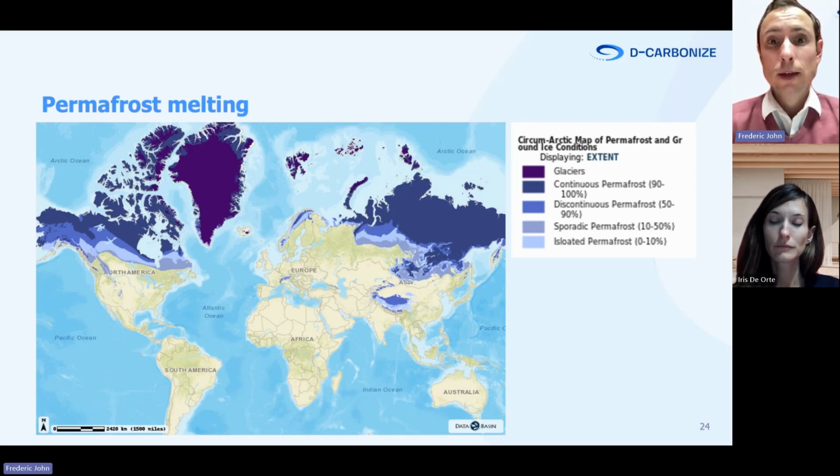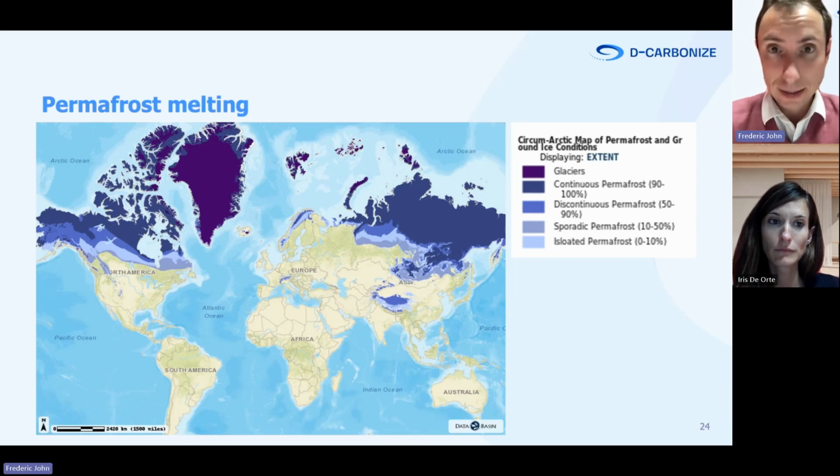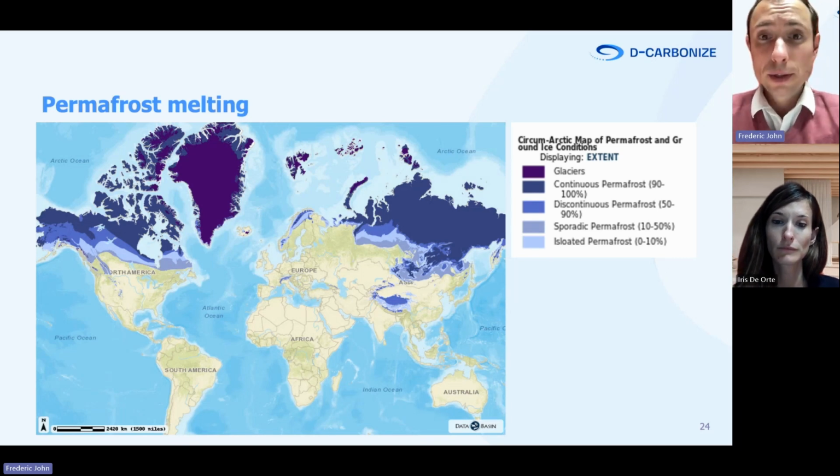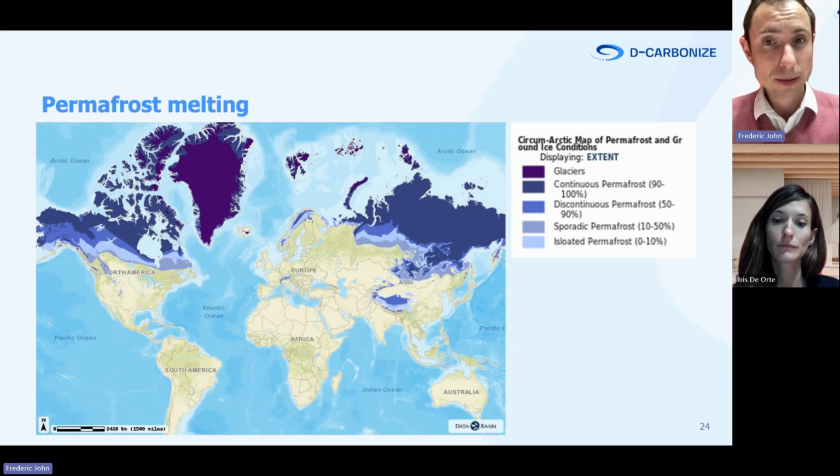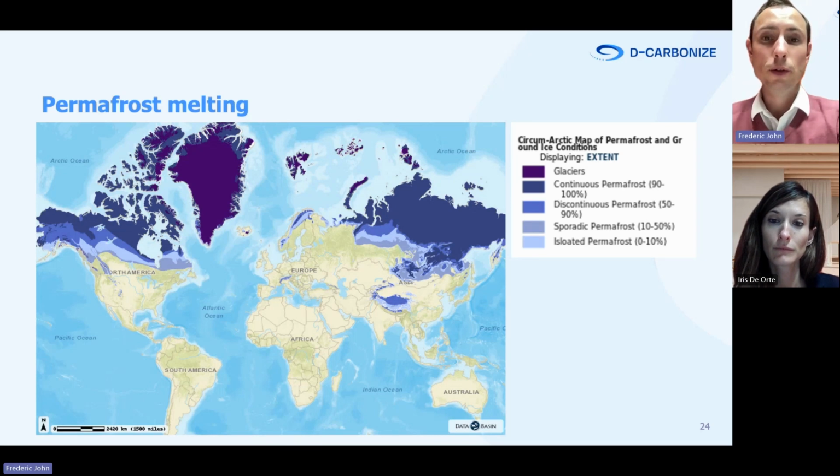The issue is that because it's melting, it releases greenhouse gases and all other sorts of viruses, bacteria, and so on that we are not very familiar with. But what's sure is that when the permafrost froze at the time, it captured greenhouse gases, and it's normal that when it melts, it releases greenhouse gases.